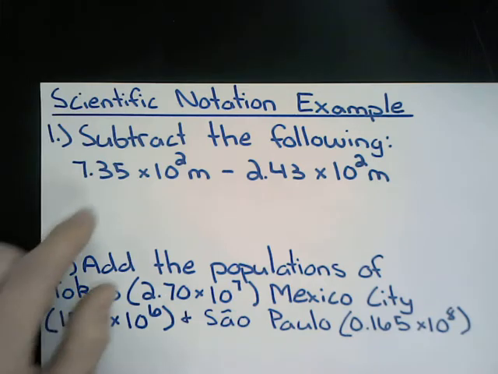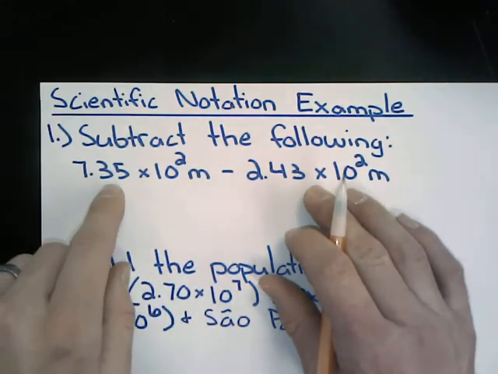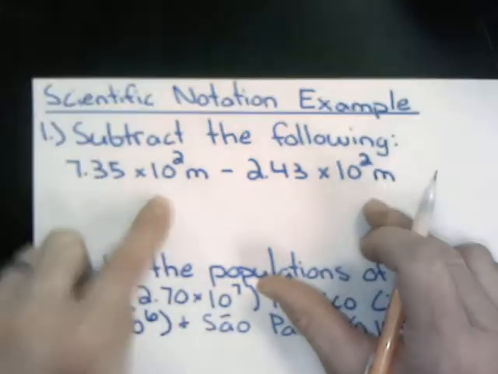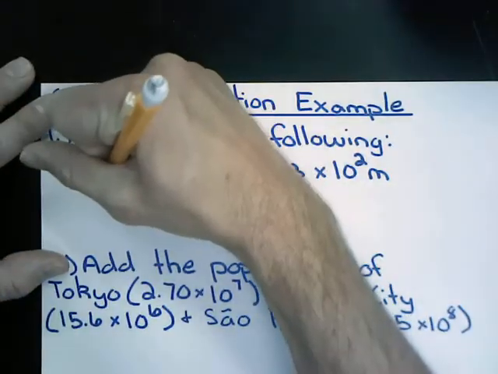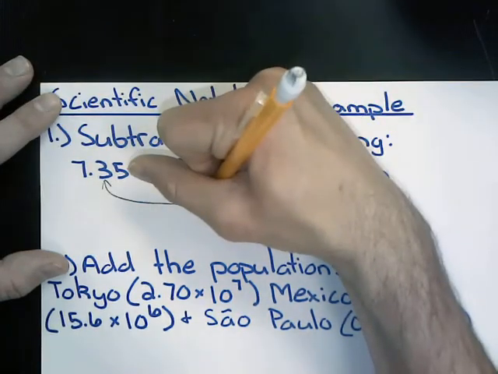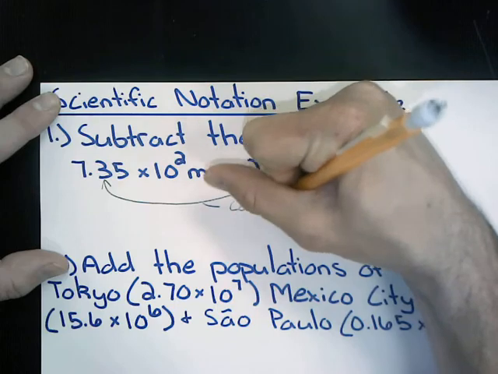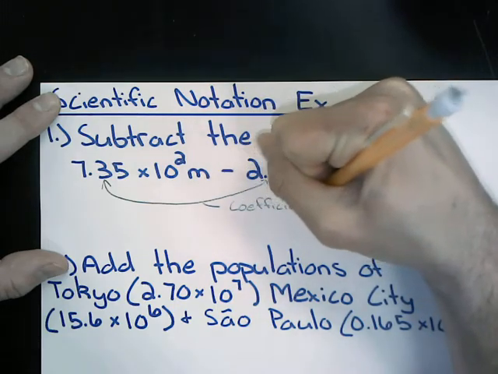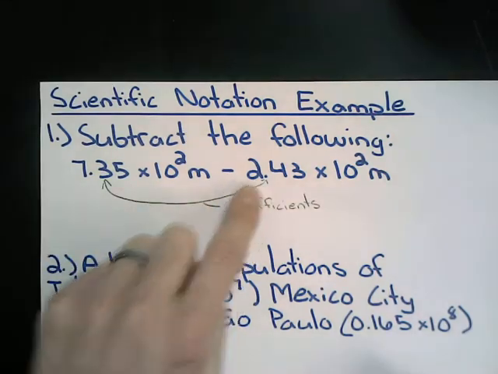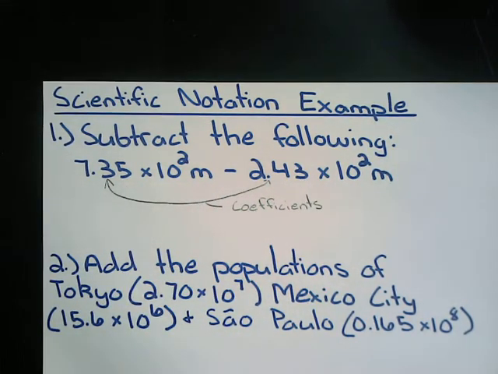subtract the coefficients. The coefficients are these numbers out in front of the times 10 to the power business. So I just want to make note here that these numbers out in front are known as the coefficients. And so the rule just says, if they're in the same power, perform that mathematical operation.